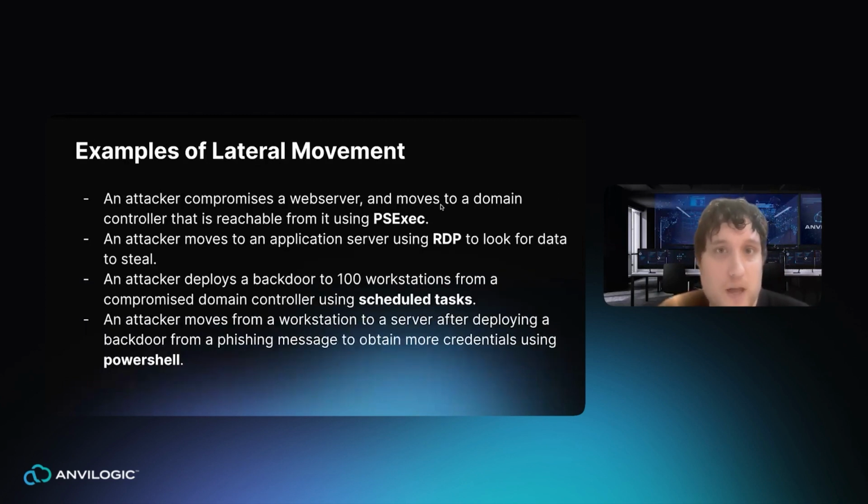So here are some examples of lateral movement based on what I said before. Let's say an attacker compromises a web server that's on a perimeter, and that web server is also on the same network as a domain controller. I've seen attackers use PSExec before to move from the web server to the domain controller just to get more access, maybe steal more creds, and be able to move where they want without restriction.